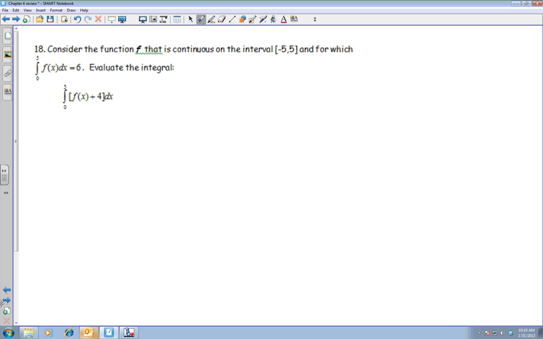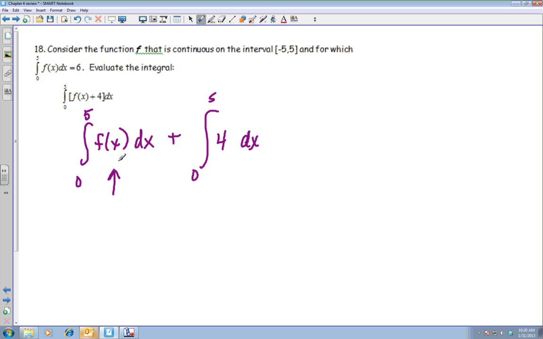And last one. Consider the function f that is continuous from negative 5 to 5, and for which the integral from 0 to 5 of f of x is 6. Evaluate the integral. So here's the deal. They have 0 to 5 of f of x, and I'm going to break it up, plus the integral from 0 to 5 of 4. Okay, because I know what this is. The answer to this is 6.